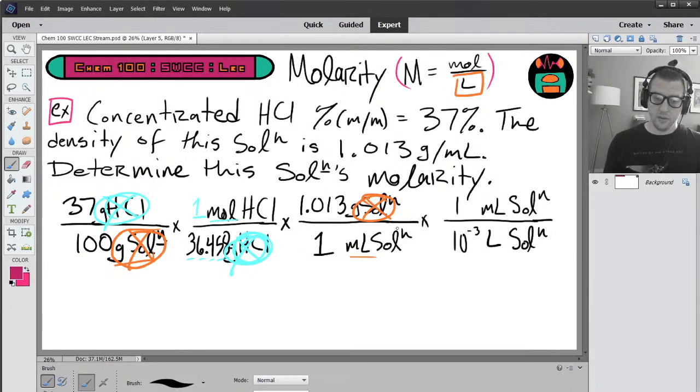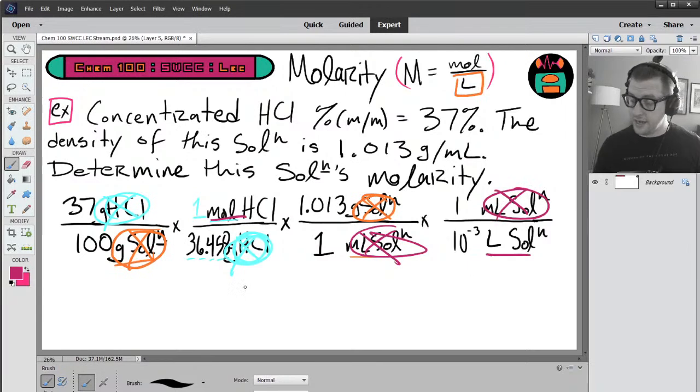And now we've got moles per liter. That is units of molarity. So now we can crunch our numbers. So we have at the beginning 37 divided by 100 times 1 divided by 36.458 times 1.013 divided by 10 to the negative third.